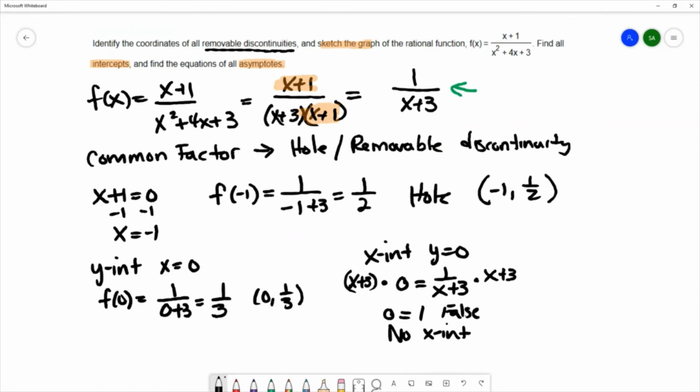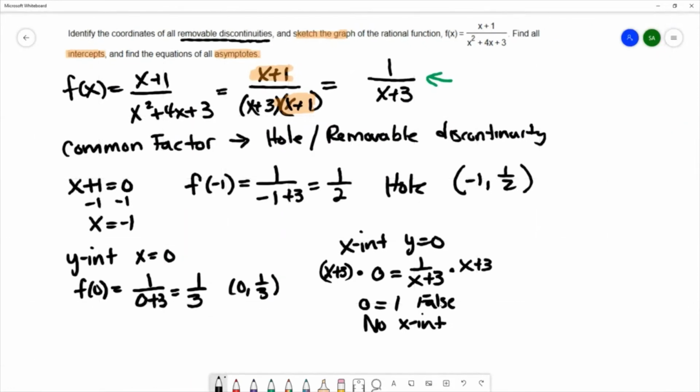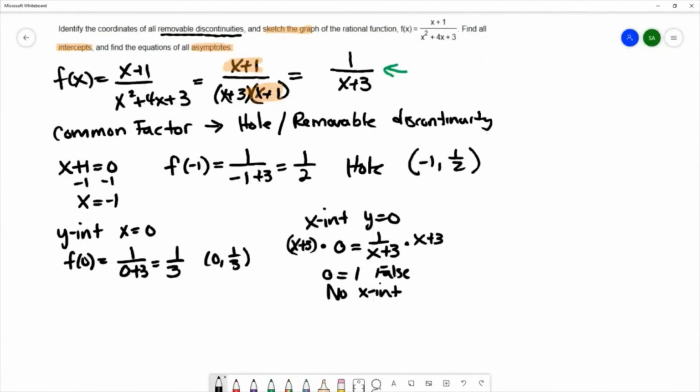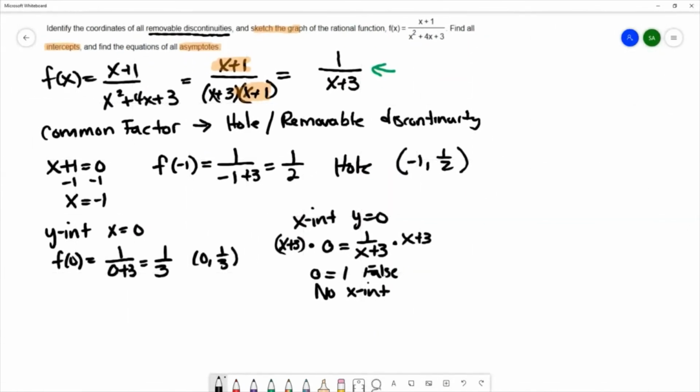Then I want to find my asymptotes. We have vertical asymptotes and horizontal asymptotes. So looking for vertical asymptotes, I want to make sure my function doesn't have any common factors, and I already took care of that. And once there aren't any common factors, I would set the denominator equal to 0 and solve. I get x equals -3 as the location of the vertical asymptote.